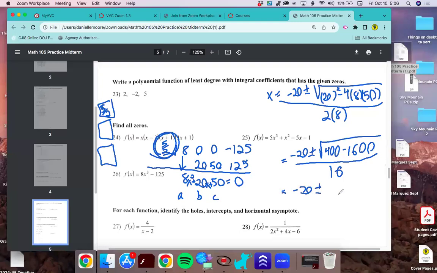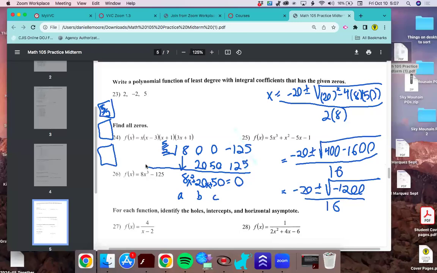-20 plus or minus. I'm glad I did this by the quadratic formula because this wouldn't have factored well. 1600 is over 16. The 1200 is going to be imaginary. It's not going to go well. And so remember how we break down square roots, in case it's been a while.